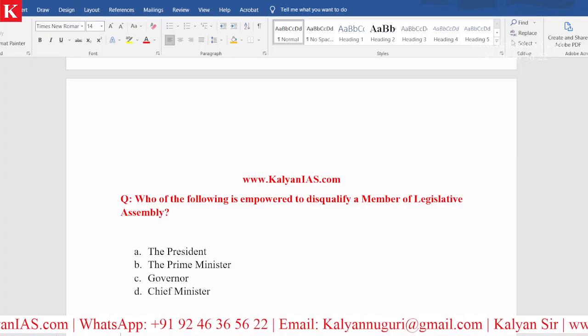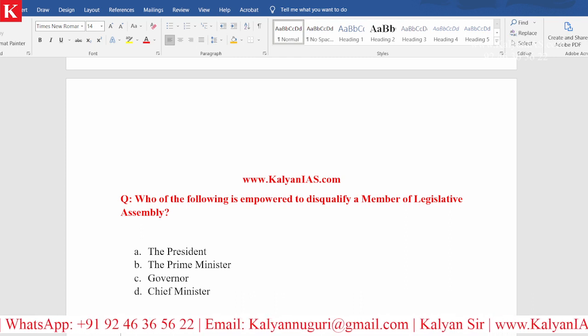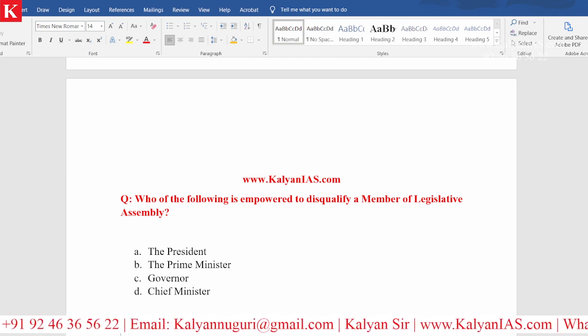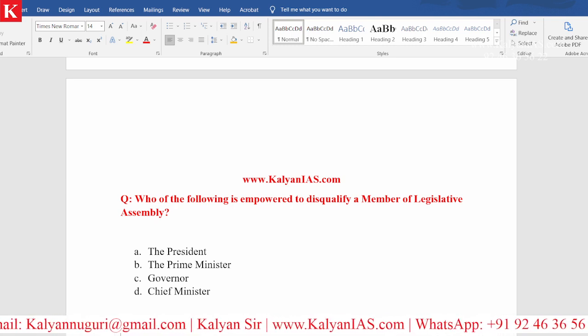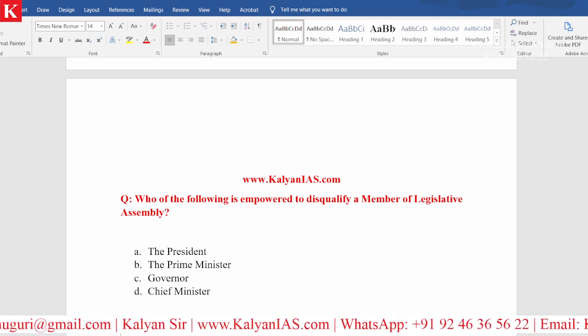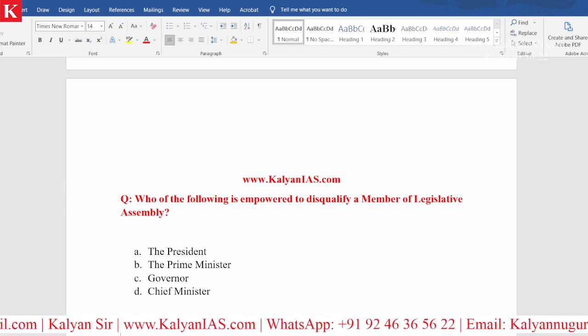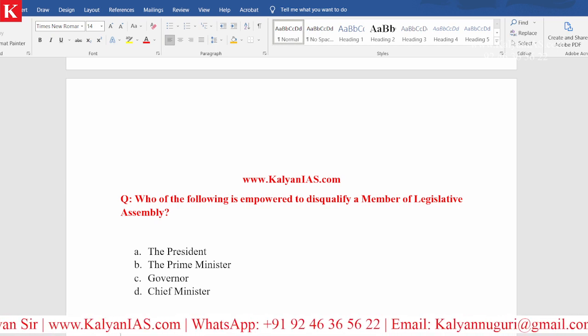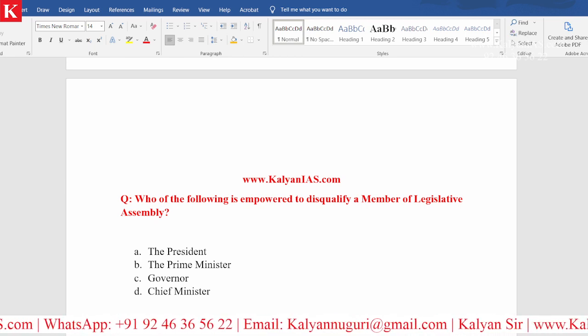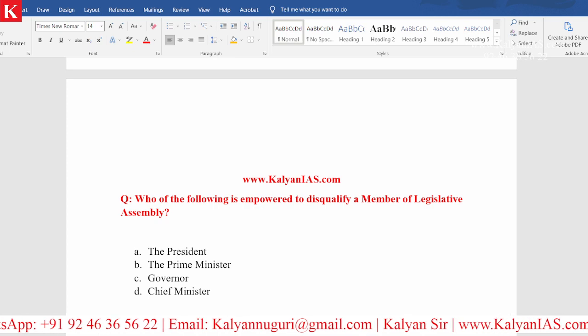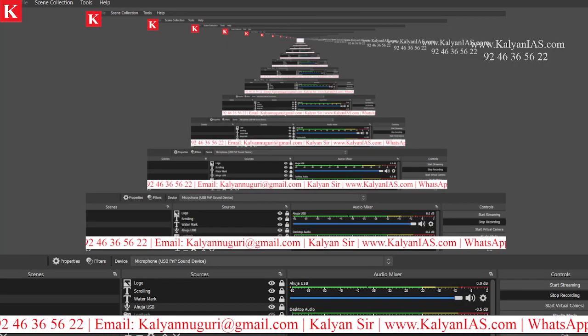Here is the question. Which of the following is empowered to disqualify a member of legislative assembly? President? No. Prime Minister? No. Chief Minister? No. But option C, that is Governor. Governor is empowered to disqualify an MLA. What are the reasons? The reasons are very much mentioned in the Constitution. And what are these reasons? What is the article that I am going to show you now?